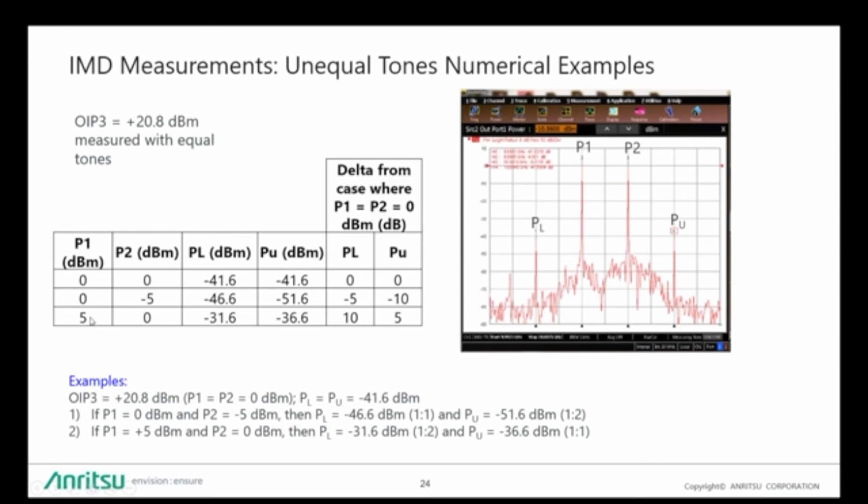And then in the third example, I actually increased the power of the P1 tone by 5 dB. And then you can see what happens to the third order products. In that case, the PL goes up, I beg your pardon, goes up by 10 dB because I actually increased the power of P1 by 5 dB. So PL goes up by 10 dB, whereas PU goes up by 5 dB, which is dB for dB. So that's an interesting relationship I just wanted to relay there. So what happens if the tone powers are not equal?